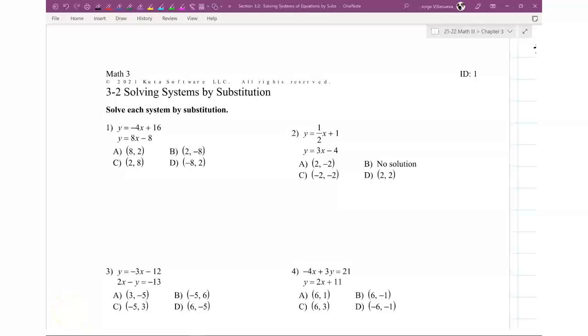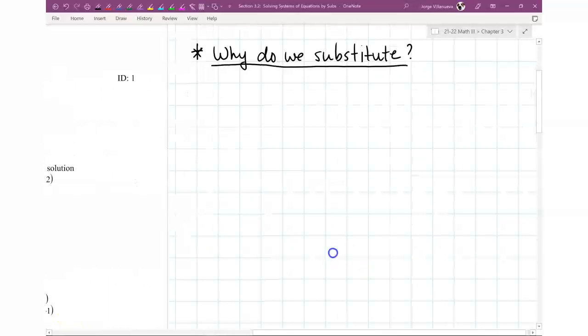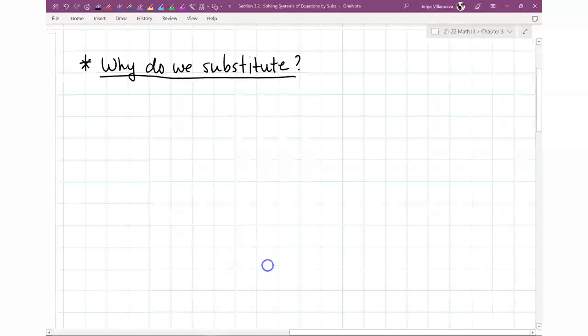All right, so in solving systems by substitution, a lot of times people ask why we do it instead of graphing, which is what we did last time. Why do we tend to substitute? A couple of reasons, okay? Number one, you don't want to graph. That's one of the reasons why we substitute.